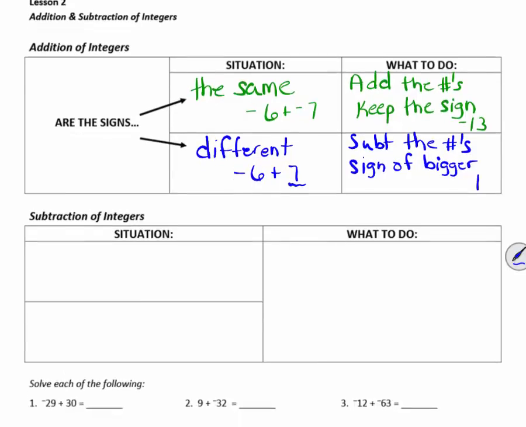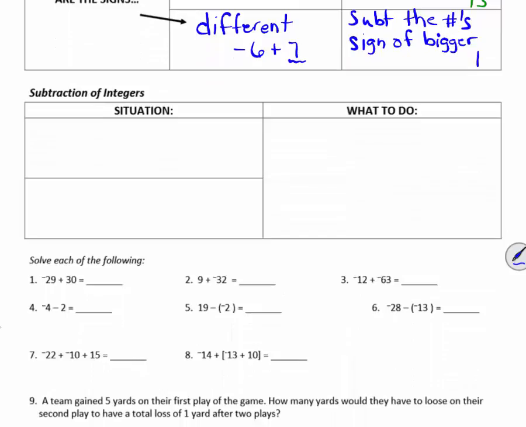All right, subtraction of integers. We have a couple of different things to do. For example, you could have things like -6 minus 7, right? Or you could have 5 minus -7. In both cases, we're going to rewrite our problem. So we're going to do a leave, change, switch.